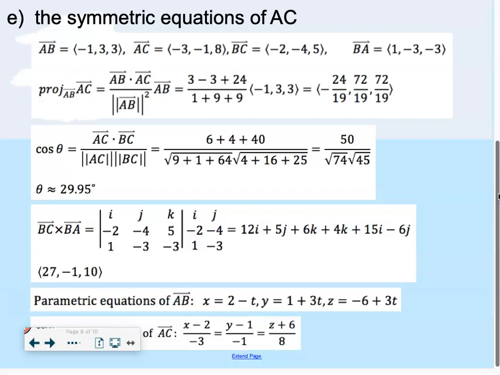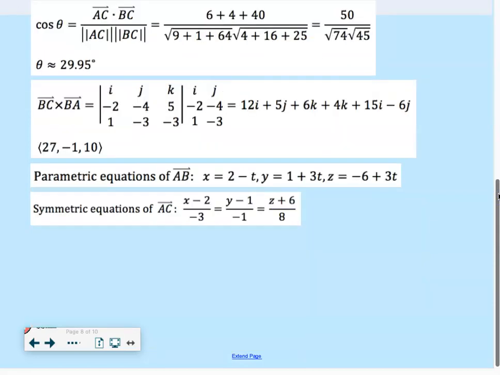All right. Let's see. Parametric equations of AB. You needed a point, so you could use either A or B, and then the direction vector for AB. And then symmetric equations of AC, same thing. You use a point, either A or C, and then the direction vector. How are we feeling? Great. Feeling great. All right. Good.